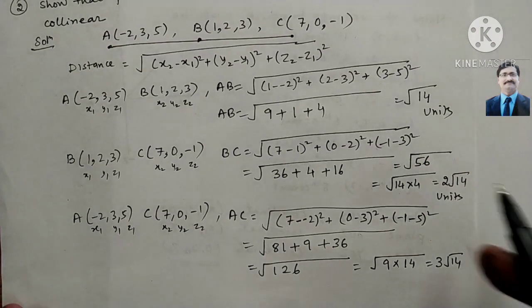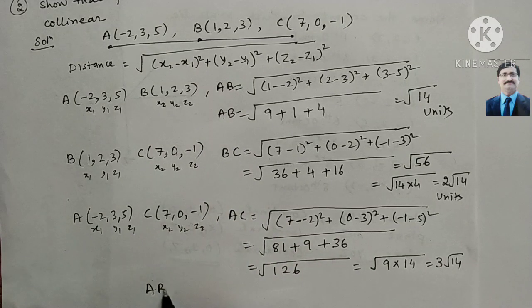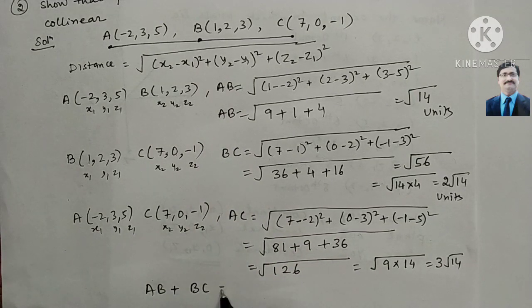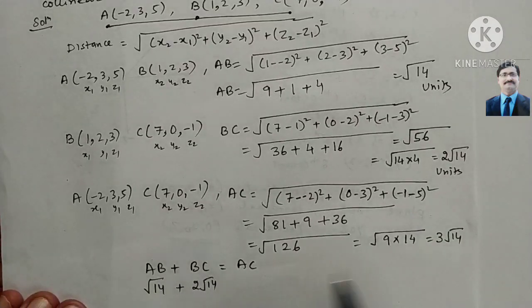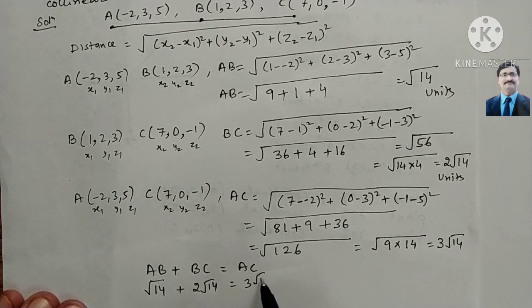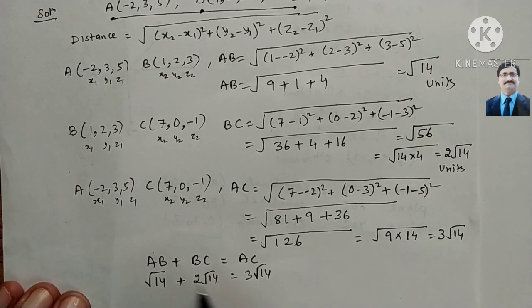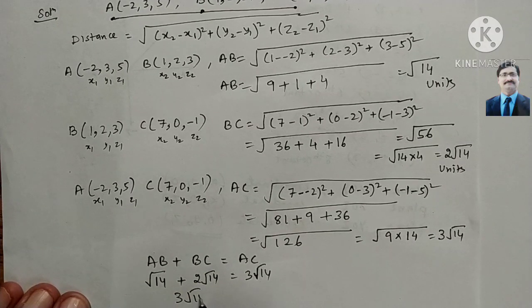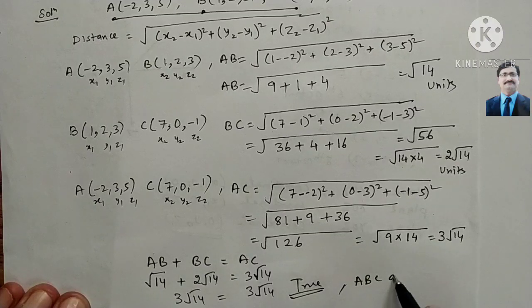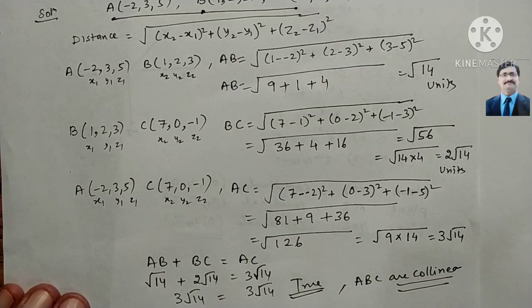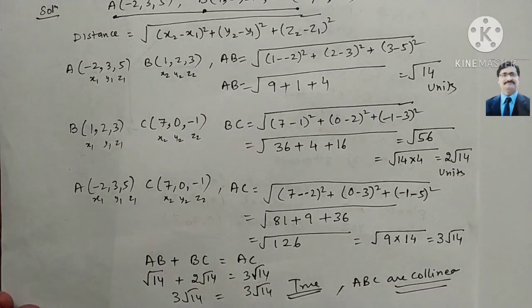So look here, we have AB plus BC, and that should be equal to AC. Here AB is root 14, and BC is 2 root 14, and AC is here 3 root 14. And look here, if we add root 14 and 2 root 14, we get 3 root 14, and this is equal to 3 root 14, which is true, means we can say A, B, C are collinear. All of you understand this? So collinear means these 3 points are in a line.